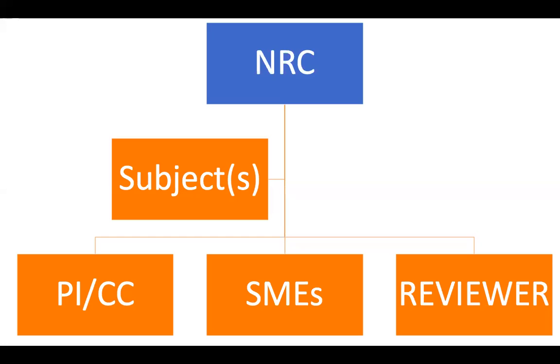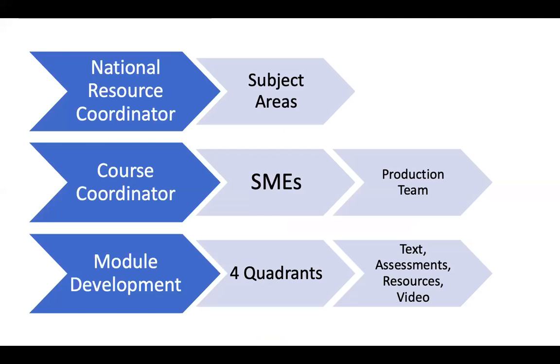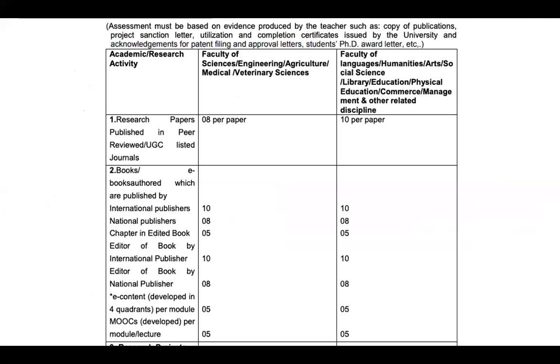Now, this is again one of the charts which shows NRC, then subject or subject areas. And under this, you have a PI, principal investigator, slash course coordinator, subject matter experts, and reviewers, the team which does it. Now, before I come on to the details of this, I'm coming to something: why we are doing this, and what is the benefit to us also as producers or developers of content.